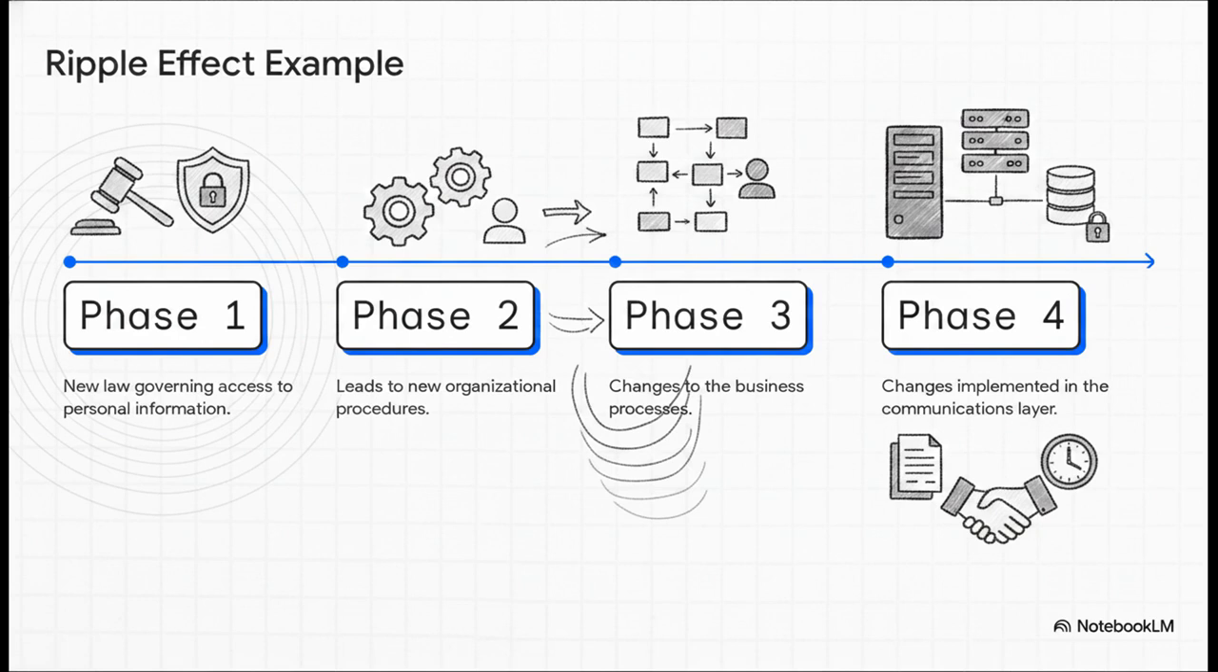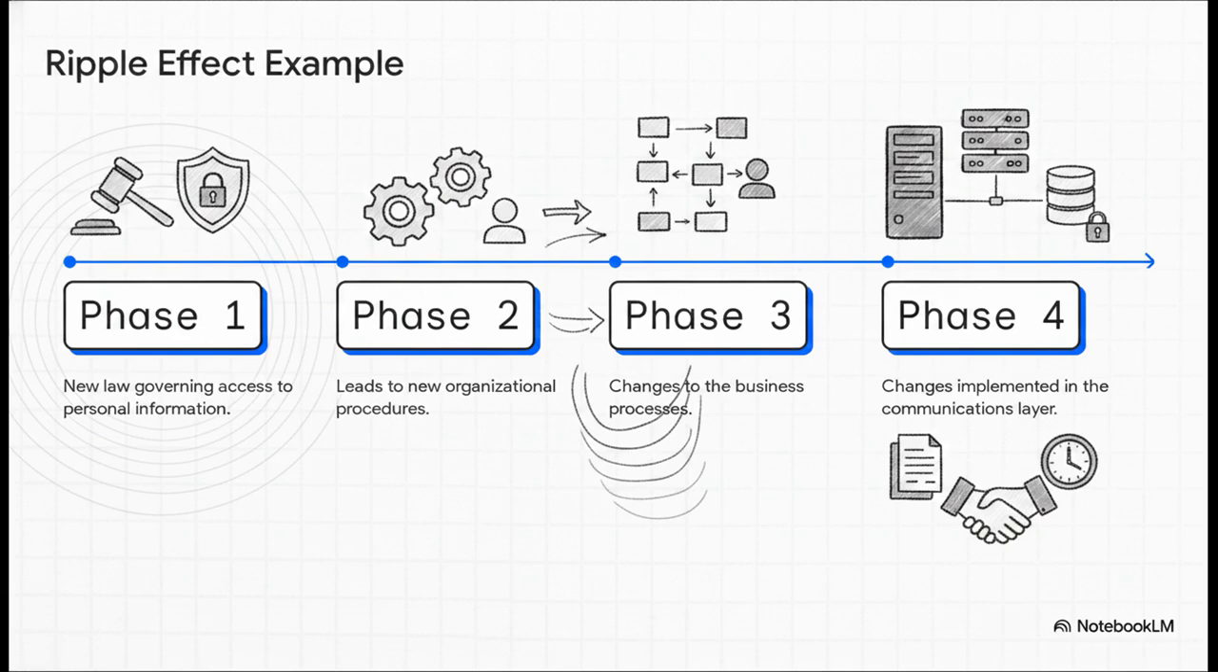Society decides it cares a lot more about digital privacy, so the government passes a strict new privacy law. This is a massive change at the very top, the social layer. This immediately triggers Phase 2. The company must quickly adopt new organizational procedures to legally comply with that law. Naturally, this leads to Phase 3. The day-to-day business processes have to change, requiring all client data to be handled much more securely by the staff.